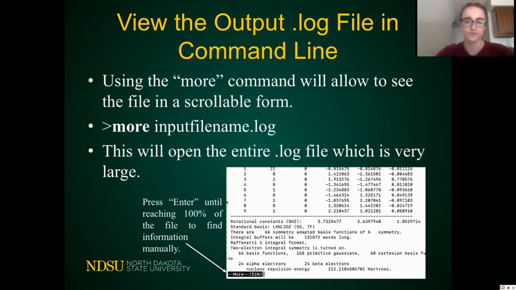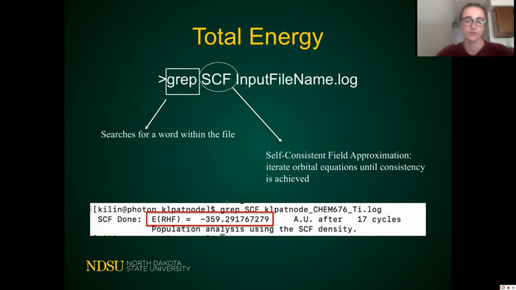So next slide. And so here we have the command that we're going to be using in order to extract information, which is grep, G-R-E-P, which essentially just tells your computer to search for a specific word within the file. So the part that follows that for total energy is going to be SCF, which stands for self-consistent field approximation. This iterates orbital equations until consistency is achieved. And so in this way, we're finding that overall total energy, which is going to be equal to the RHF energy that we saw above in the GaussView output. And then again, you'll have your file name with the .log file type. And then I have that image there as an example of the output.